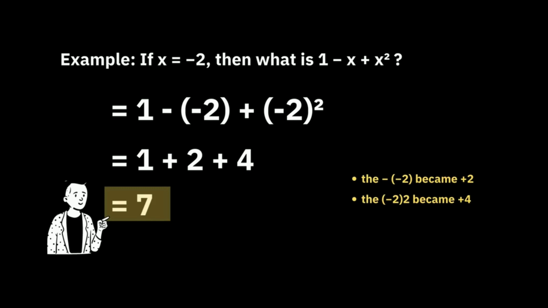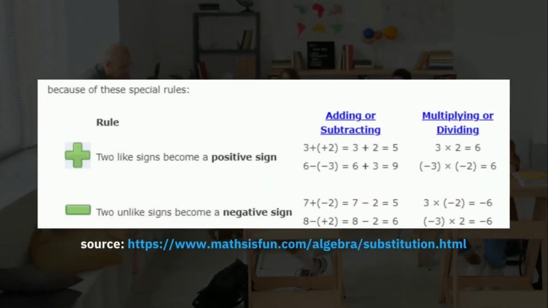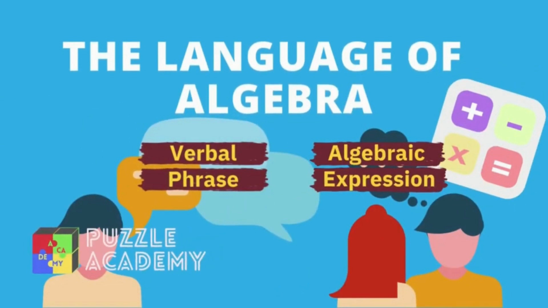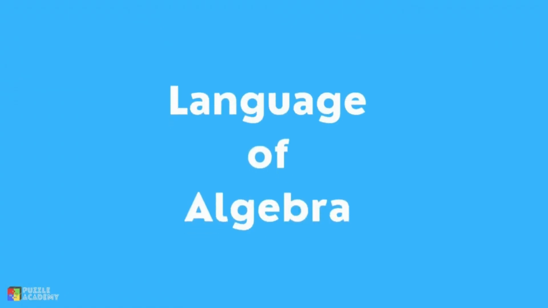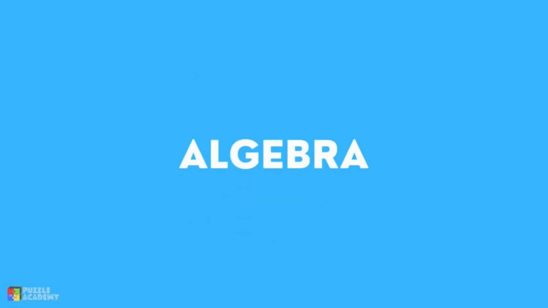In that last example, the negative times negative 2 became positive 2. At the same time, the negative 2 squared became positive 4 because of this special rule that is shown on our screen. Learning algebra is a little like learning another language. Rather than using words, algebra uses symbols to make statements about things. In algebra, we often use letters to represent numbers.